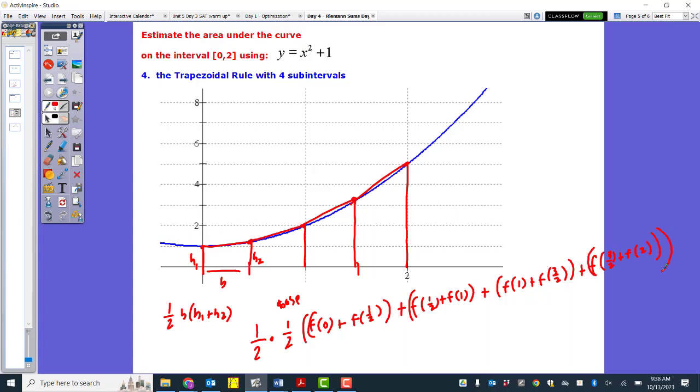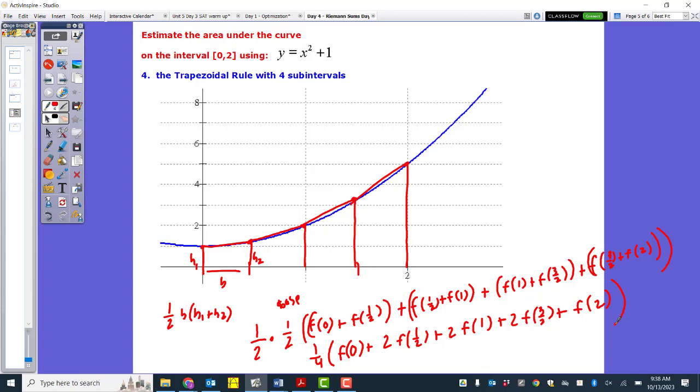Now we can make this even simpler by combining some like terms. So this is 1/4. The f of 0 is going to be the same, but notice every single other one, the f of 1/2, f of 1, f of 3/2, are all doubled. So it's 2f of 1/2 plus 2f of 1 plus 2f of 3/2. And then the f of 2 is also not going to be doubled. And so this would represent our trapezoid sum.